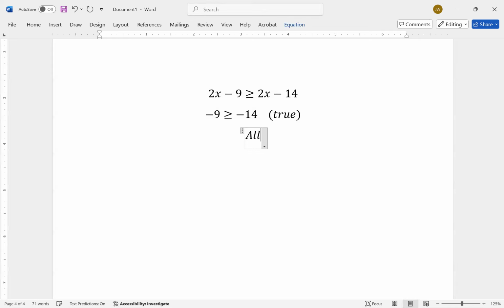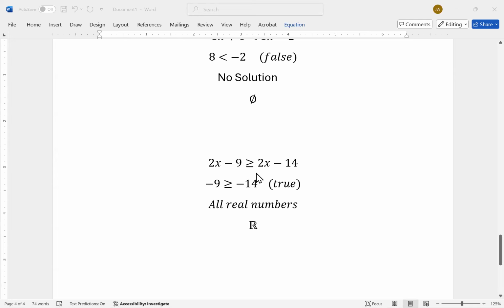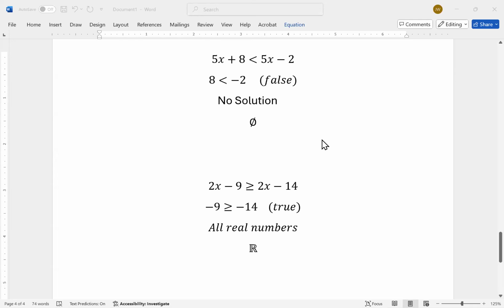Therefore, the solutions are all real numbers. Any number you plug in for x will satisfy and give you a true statement. The symbol, if you recall, for all real numbers is that capital R with double slash on the left-hand side. So even in inequalities, we can get inequalities which produce no solution or inequalities which produce all real numbers.